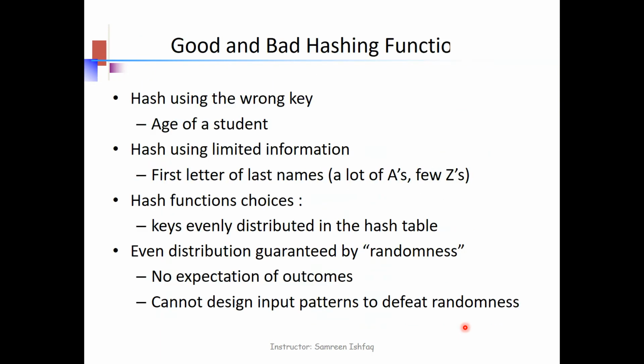Hash functions can be bad if you choose the wrong key, for example, the age of a student, or if you use limited information to hash data, for example, the first letter of last names. Hash functions should distribute keys evenly into the hash table.